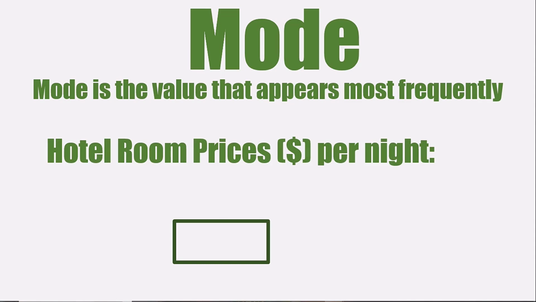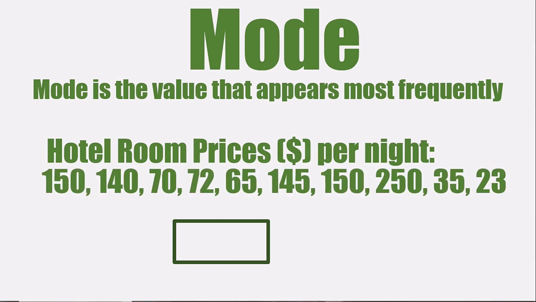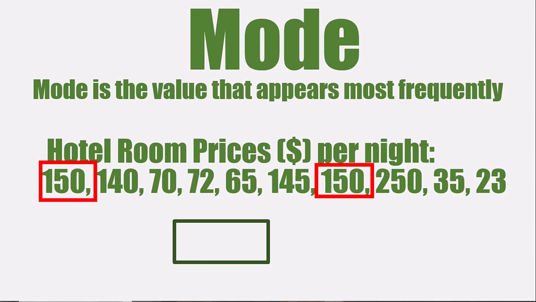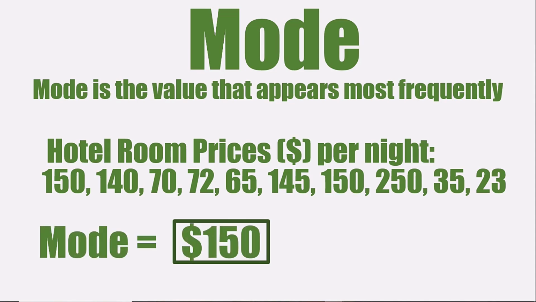Now, on our hotel price per night example, we have these values here. If you see very well, $150 appears twice, but the rest of the values all appear once. That means the $150 is our mode, because it's the most frequent data value in that dataset, and it's also part of that dataset. So that's the advantage of using the mode.